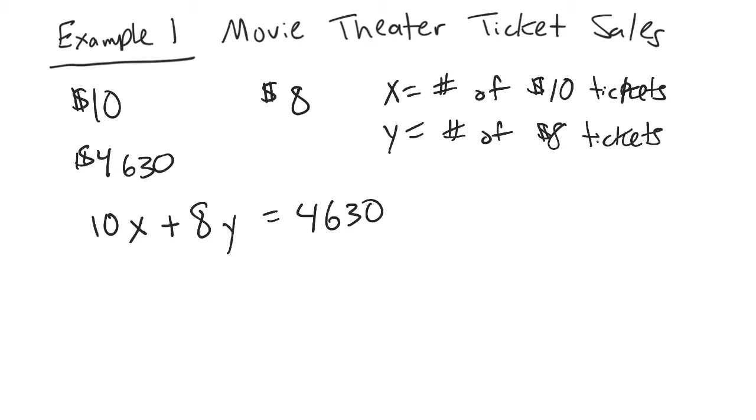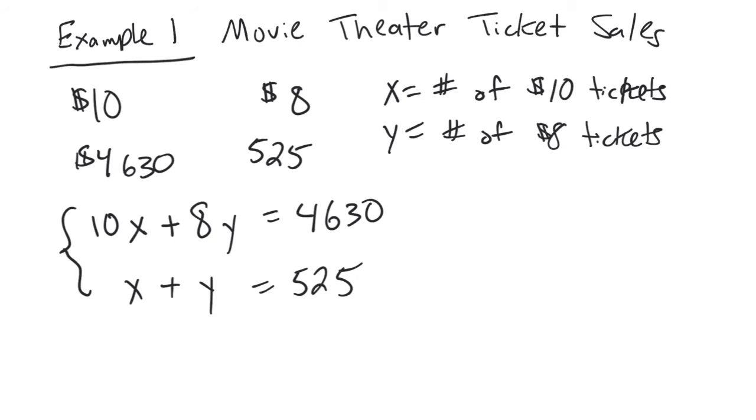So what we do is create another equation. For this, we need to know another fact. We know that the number of tickets sold is 525. So we say, all right, well, X plus Y equals 525. So this right here is a system of, in this case, linear equations, a collection of 2 or more equations, each containing 1 or more variables.